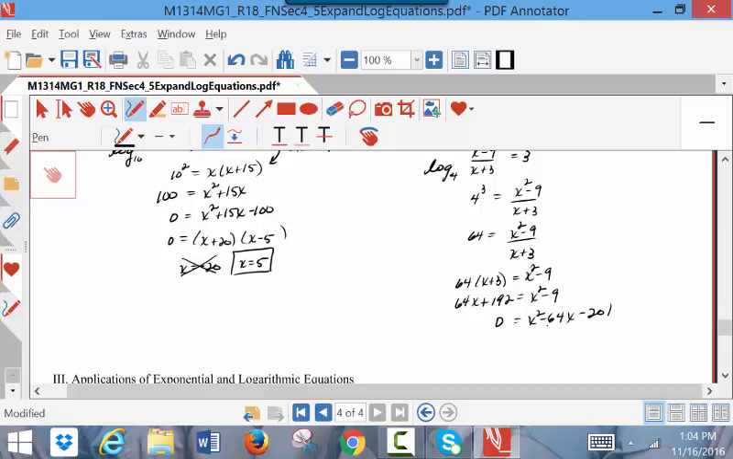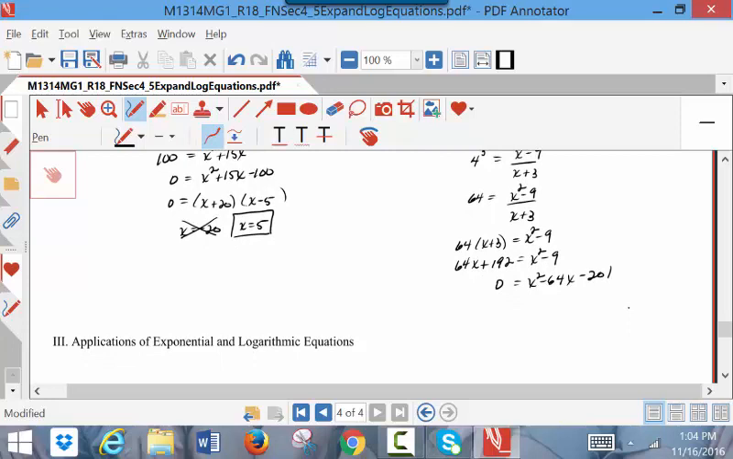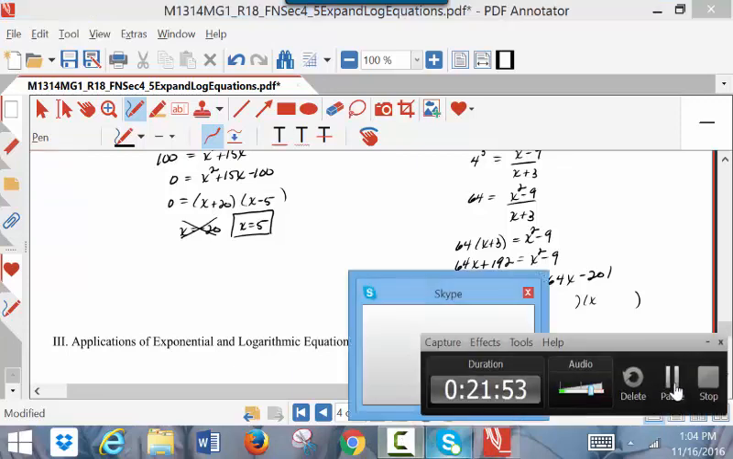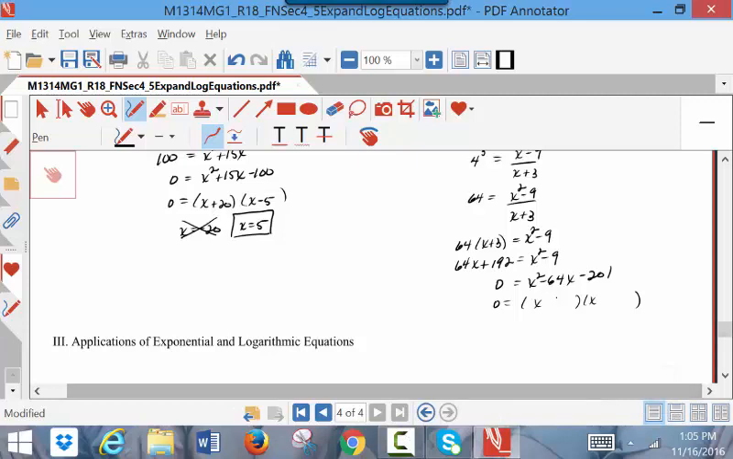What in the world does this turn out to be? Did I do that right? Okay, what goes into 201? 3. Okay, I'm going to pause while I figure this out. Okay, 3 times 67. So it's going to be a negative 67 and a positive 3. So here we go. x equals 67 and x equals negative 3.